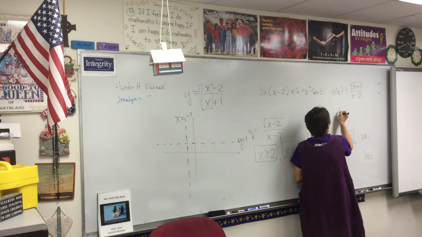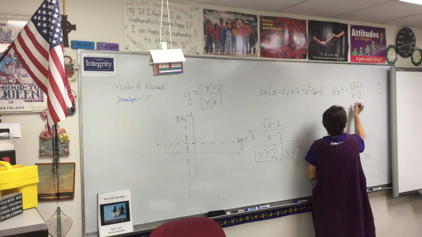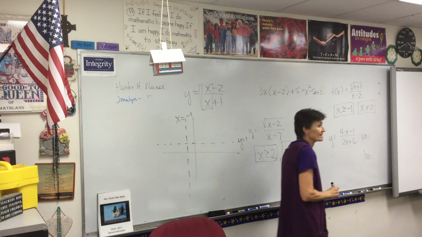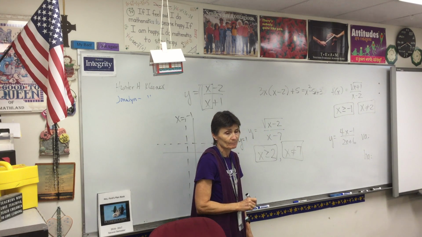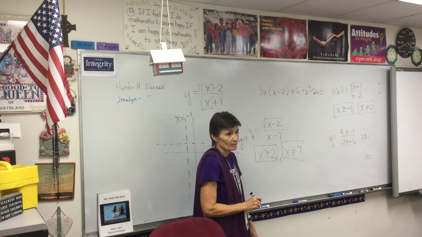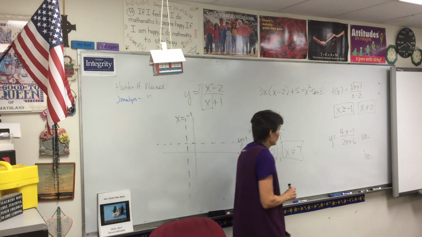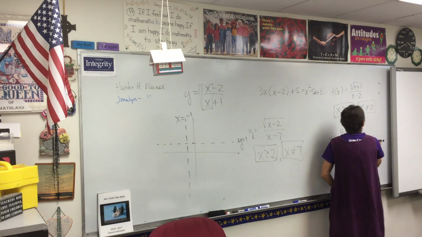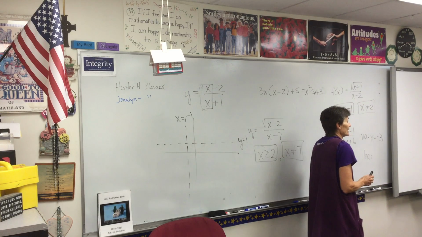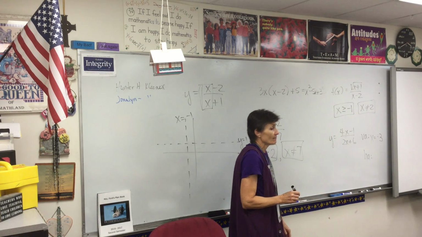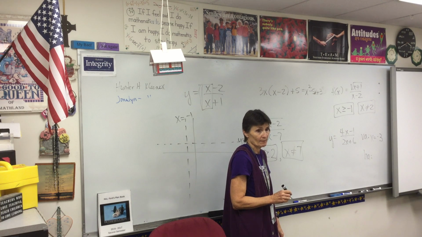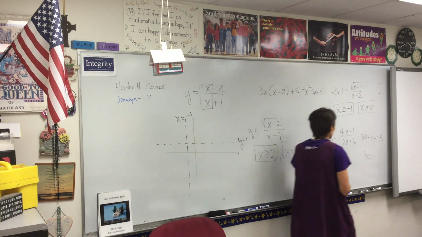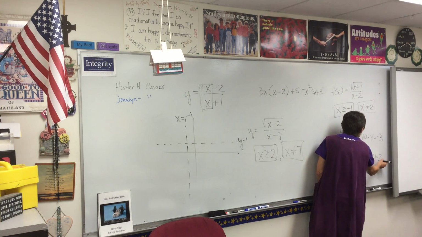Domain. What did you say? X is greater than or equal to -1, and x can't equal 2. If you said that, you are flawless. That is exactly what you should have. Now, what did you say for vertical asymptote? If you said -3, you're going to get half credit. To get full credit, you have to say x equals -3. What's your horizontal asymptote? Y equals 2.